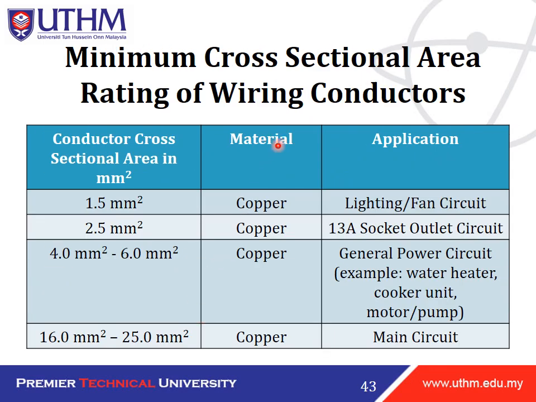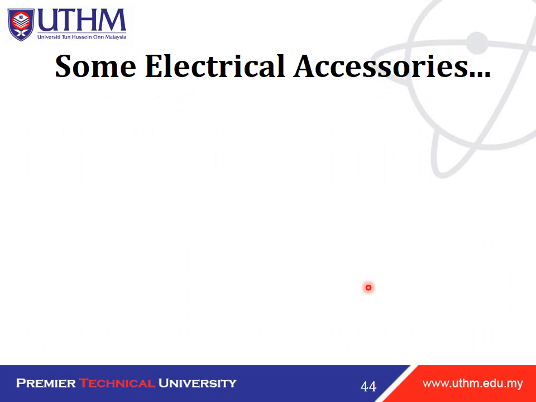And then this is the minimum cross-sectional area rating of wiring conductors. So different sizes of conductors, with different cross-sectional areas, will have different applications with a similar material. This you can read. Okay, now we move to some electrical accessories.